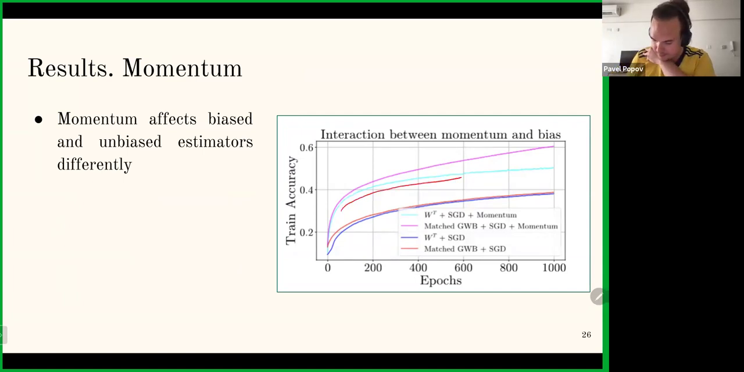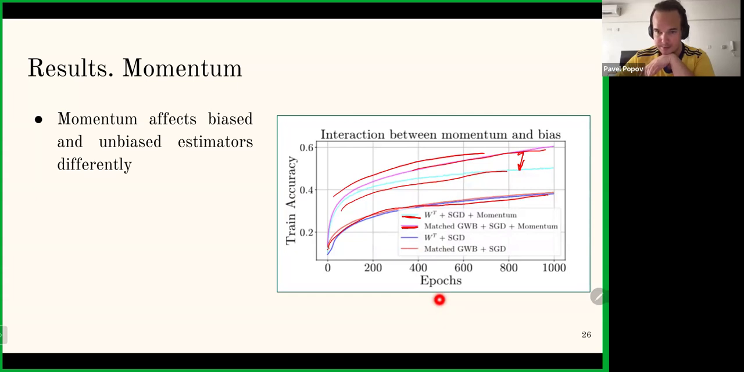So these two lines are a comparison of the forward gradient, the darker blue, and the W transpose. And they see that when they add momentum to the equation, the forward gradient looks better. This line is higher than this line. But without momentum, they get this, so there is no difference between them. They look the same.